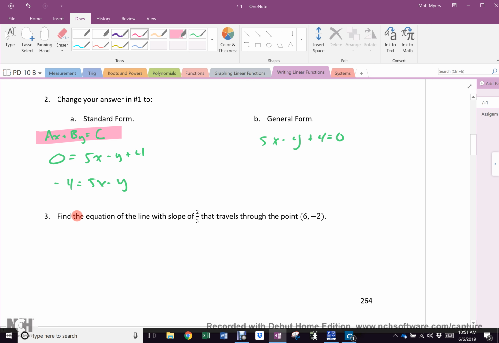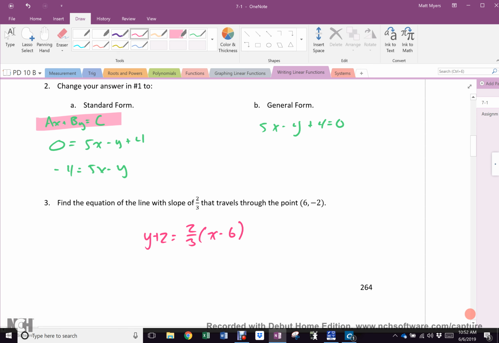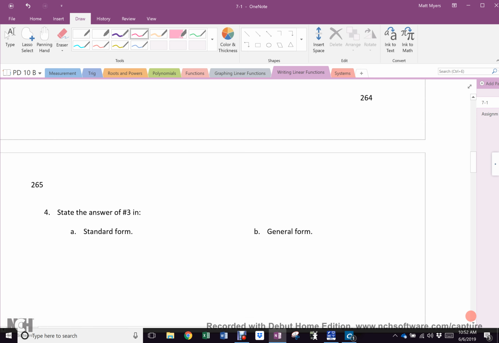Remember, is there the equation? No. There is an equation. And what of our 4 options should I use here? Point slope. What would it be? Absolutely correct. Transfer that equation to the top of the next page because we're going to work with it.